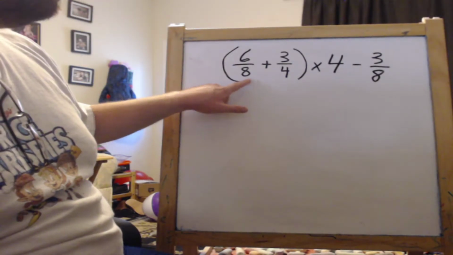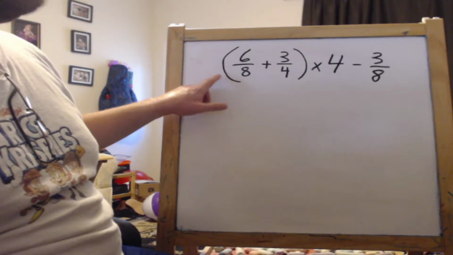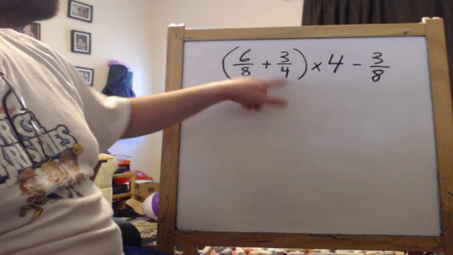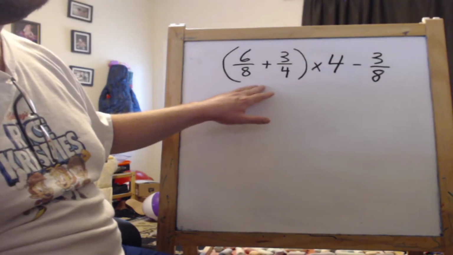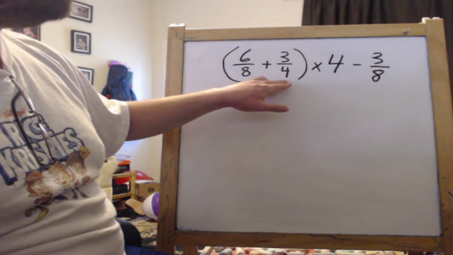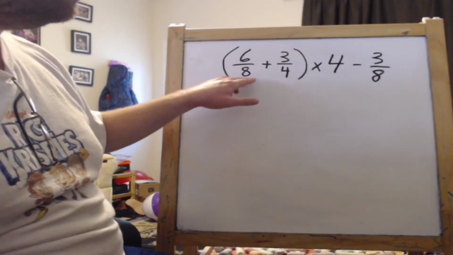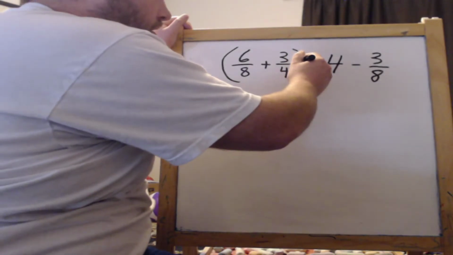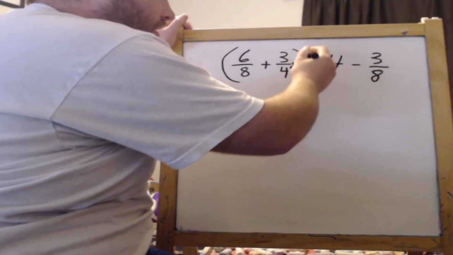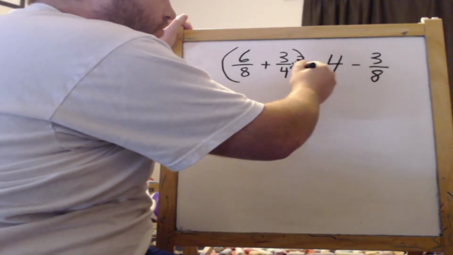So we have parentheses, right? That would be the first step. 6/8 plus 3/4. Now we have to find a common denominator between these. So we would have to multiply. I know that 4 goes into 8, so 8 will be a common denominator. And we're going to multiply this top and bottom by 2 over 2.